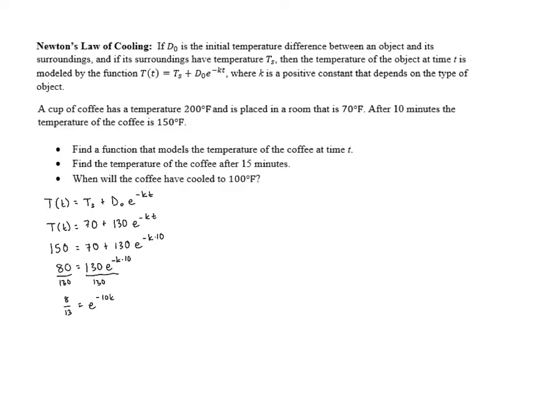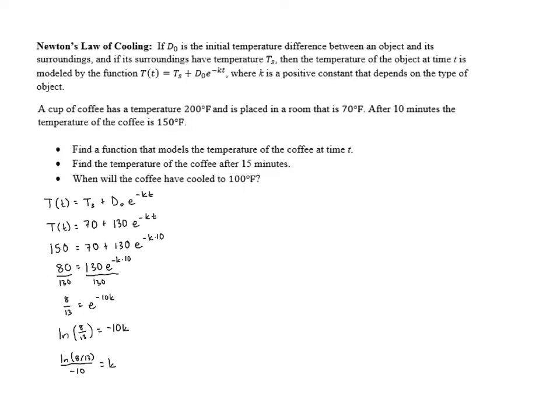Now, if we rewrite this in logarithmic form, this gives us the natural log, because it's base e, of 8/13 equals negative 10k. And to get k alone, we need to divide both sides by negative 10. So we have the natural log of 8/13 all over negative 10. This is the exact value of k, but what we're going to do is get an approximation, because that's going to be easier to put into our equation.